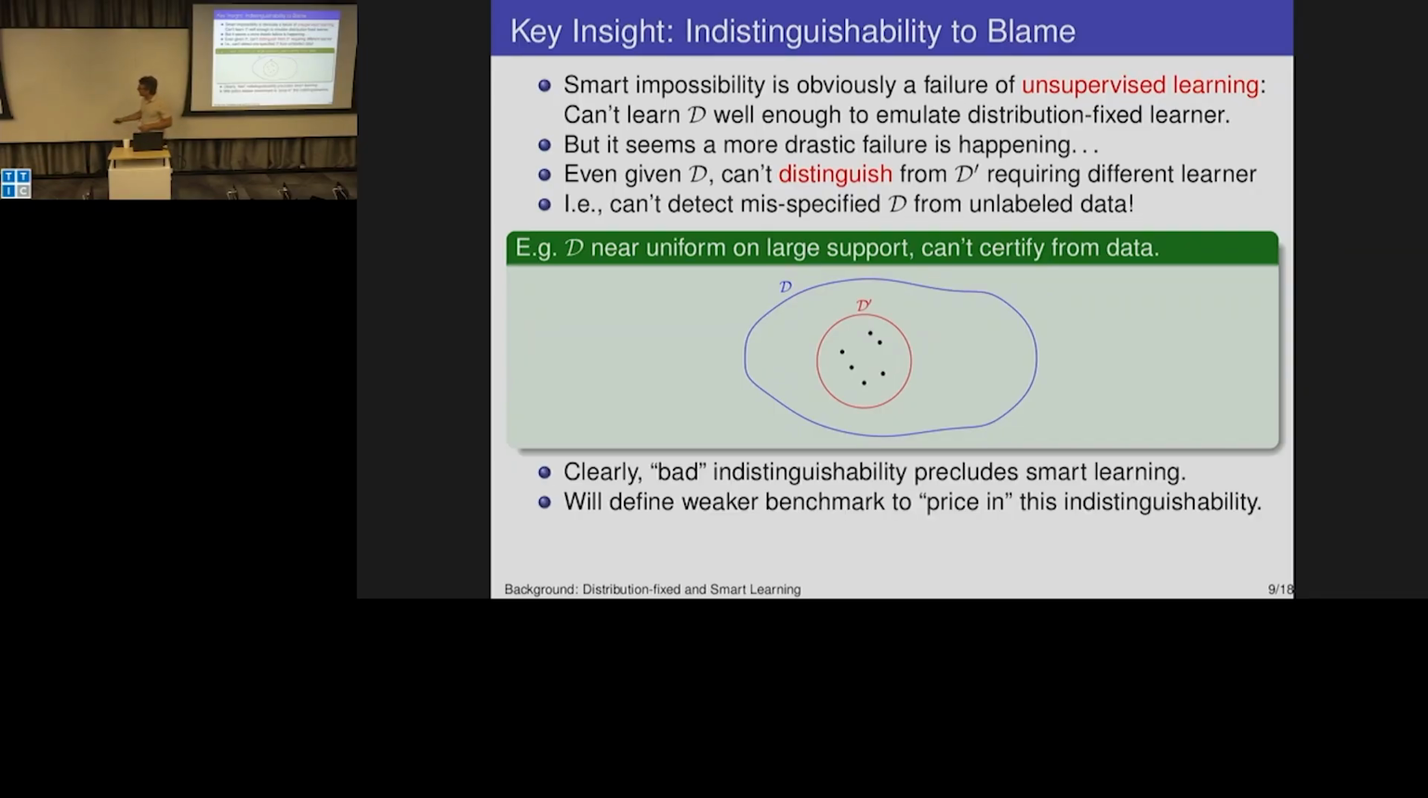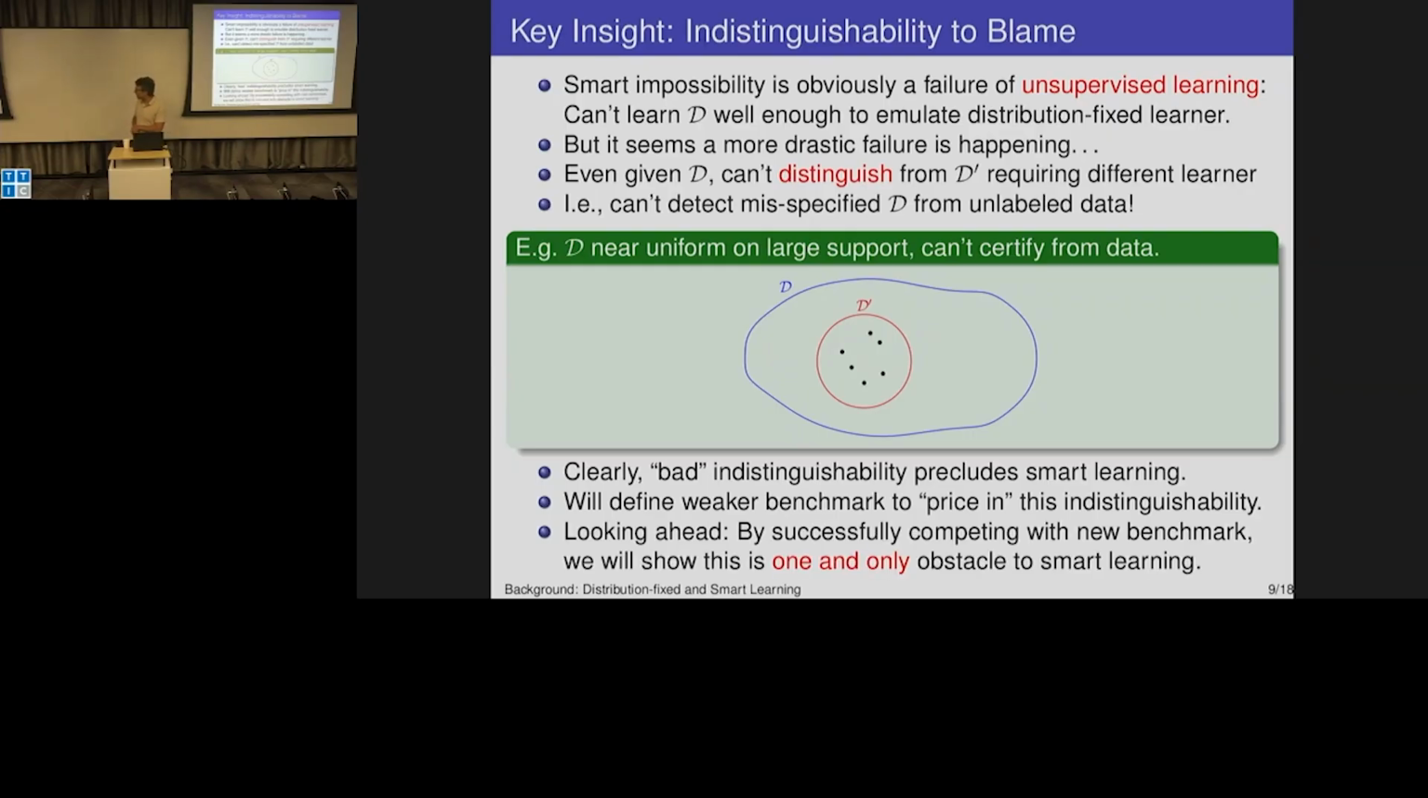So if you can't distinguish distributions in this way, this clearly rules out smart learning. So our relatively smart benchmark is going to basically price this in. It's going to say, I'm going to give up in those cases, and do as well as I can distinguish. So looking ahead, by competing with the new benchmark, I'm going to show that this indistinguishability is the one and only obstacle to smart learning. If you don't have this indistinguishability, you can smart learn, and if you do, you can't. That's one implication of my results.